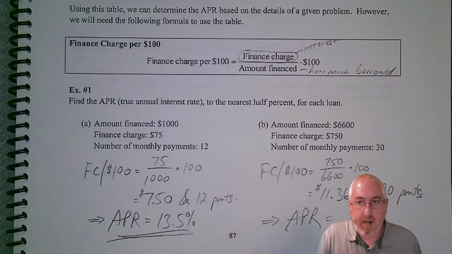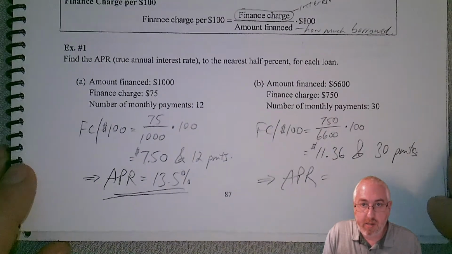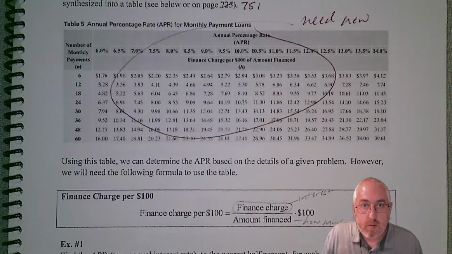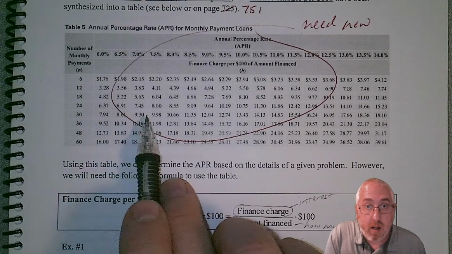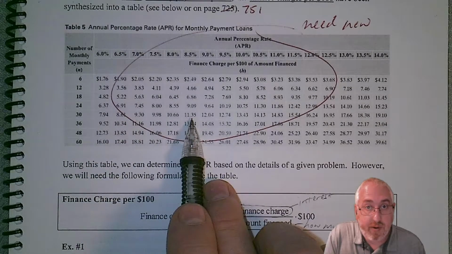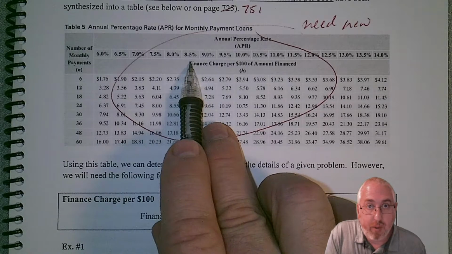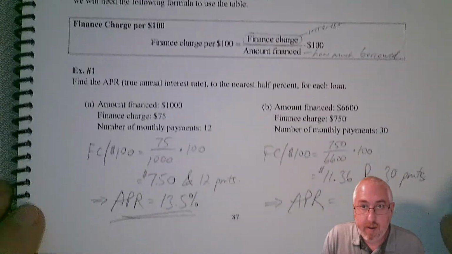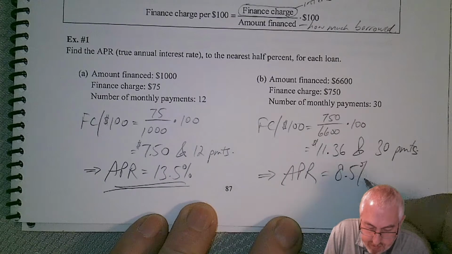So let's go up, take a look at our table. Again, 1136 and 30 payments. 30 payments is right in the middle here. 1136, well, 1135 is pretty darn close. So let's see what that is, 8.5%.